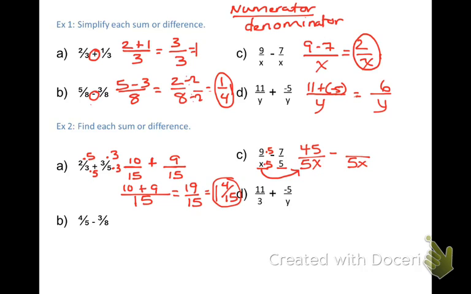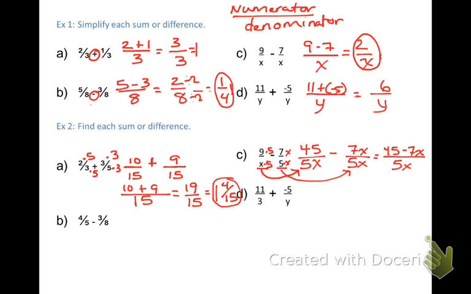And what do I multiply the second one by to get 5x? I have 5, so I need the x. So I'm going to multiply the bottom by x. I need to multiply the top, so that would be 7x. So now my common denominator is 5x, and my top will be 45 minus 7x.